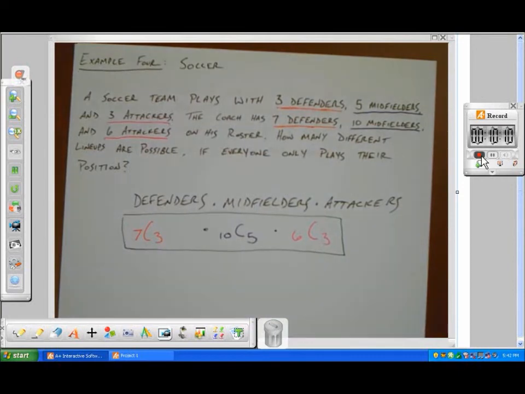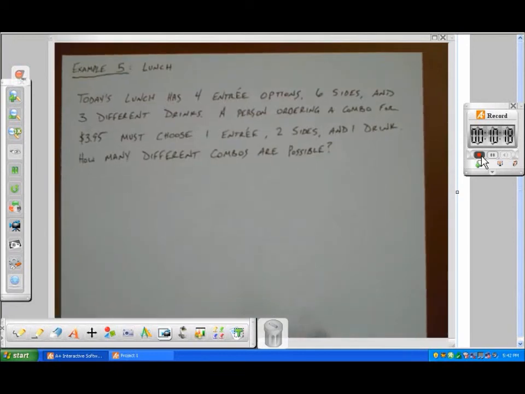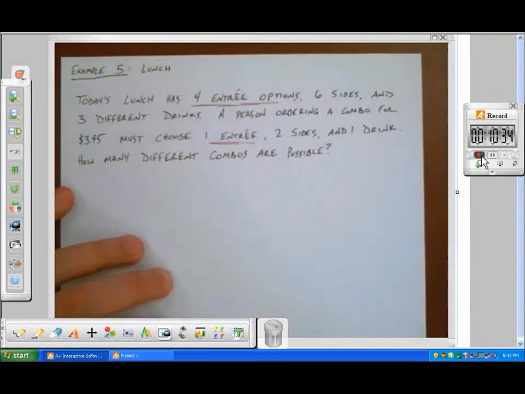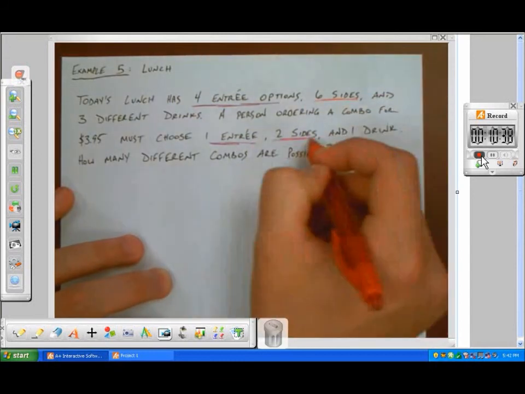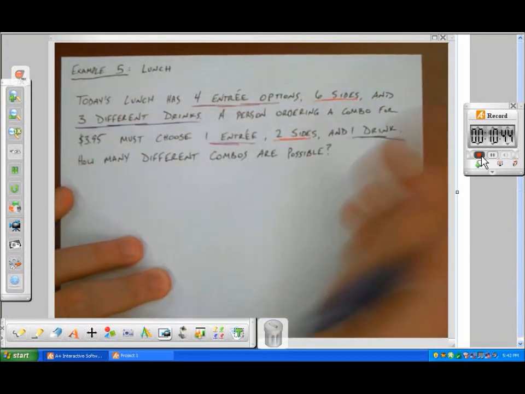Time for our last example, and our last example has to do with lunch. Today's lunch has 4 entree options, 6 sides, and 3 different drinks. A person ordering a combo for $3.95 must choose 1 entree, 2 sides, and 1 drink. So let me copy this down with the different colors. 4 entree options, and they're going to pick 1. 6 sides, they're going to pick 2. 3 drinks to choose from, they're going to choose 1.